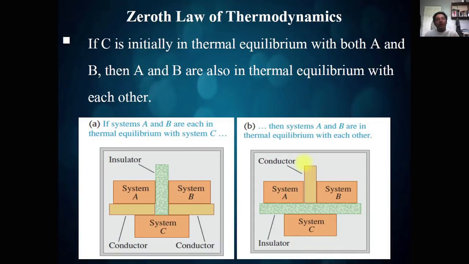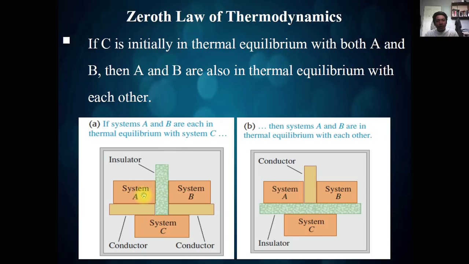Okay. So, what is the zeroth law of thermodynamics? Basically, if you have three bodies, body A, body B, and body C, if C is initially in thermal equilibrium with both A and B, then A and B are also in thermal equilibrium with each other.